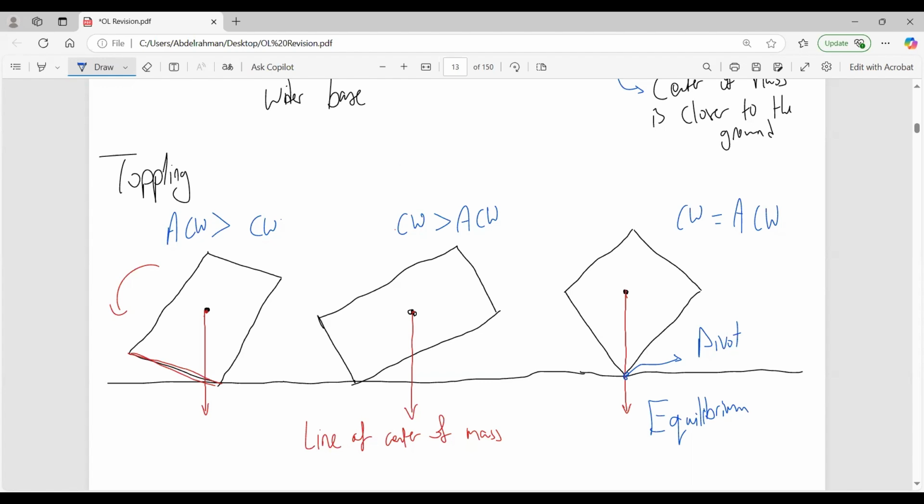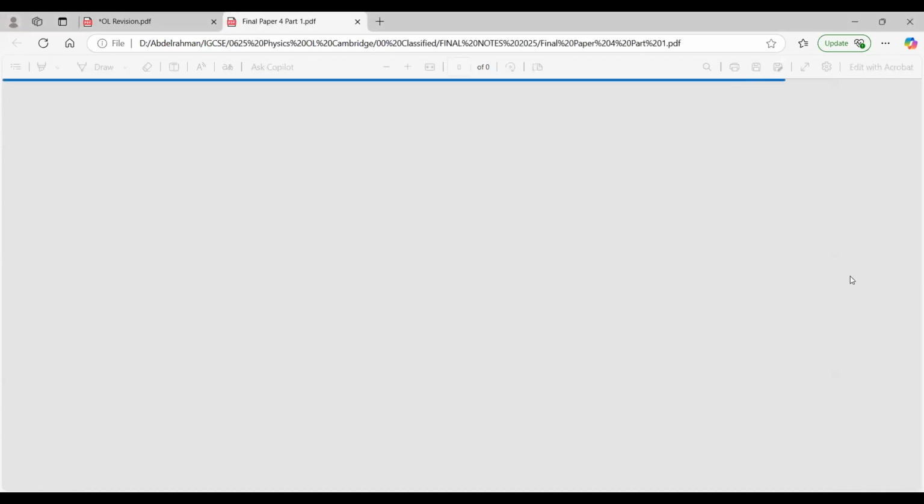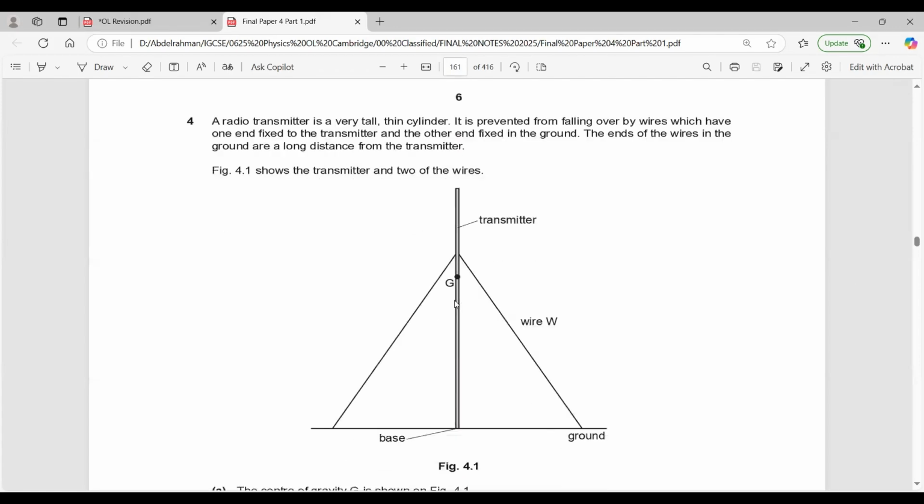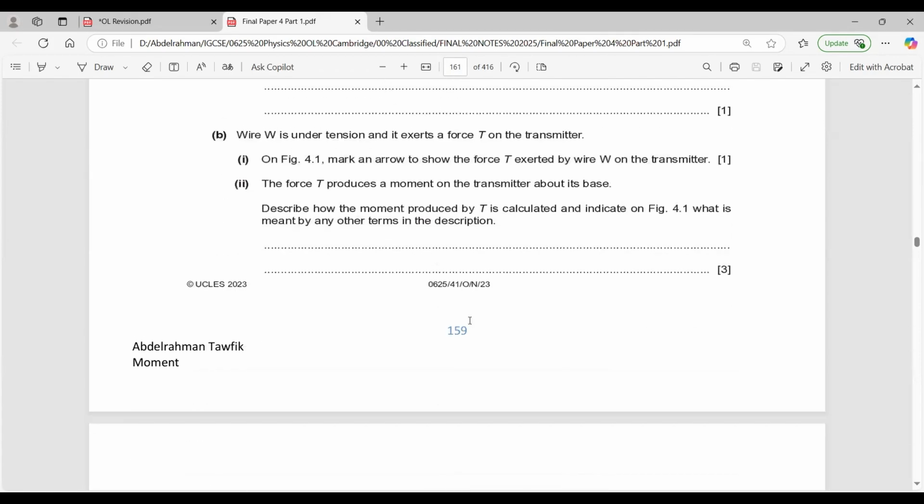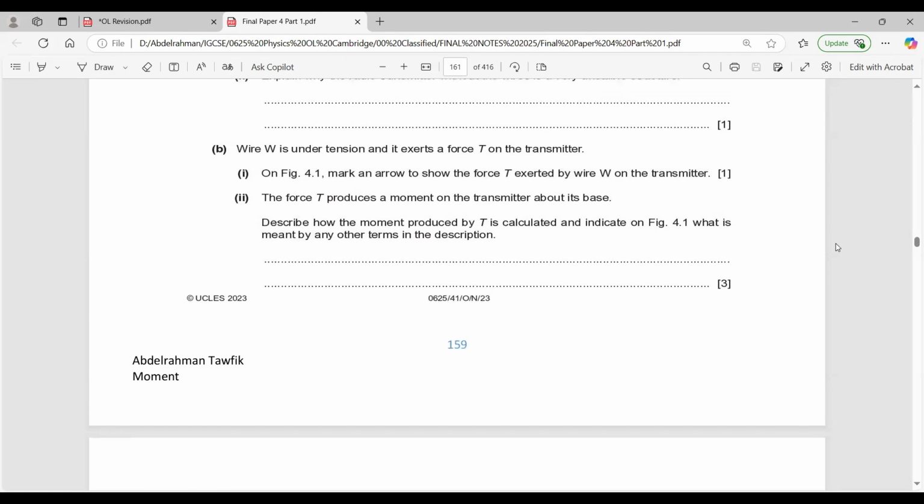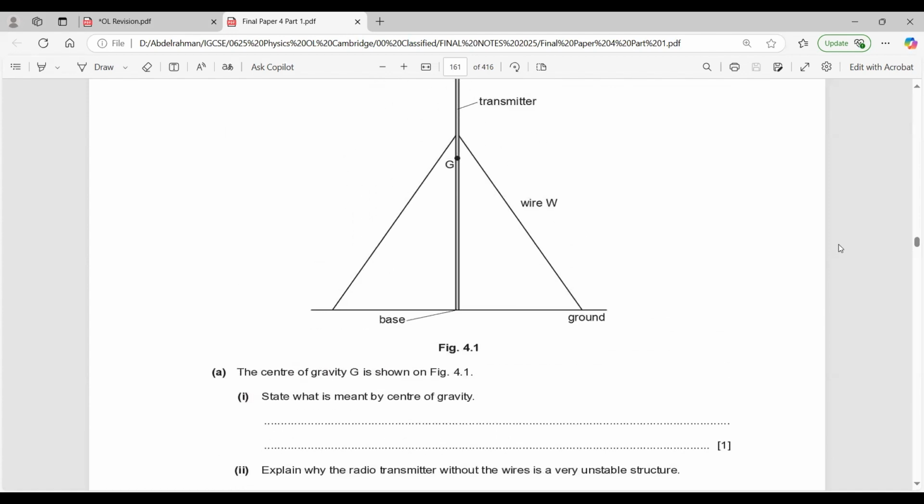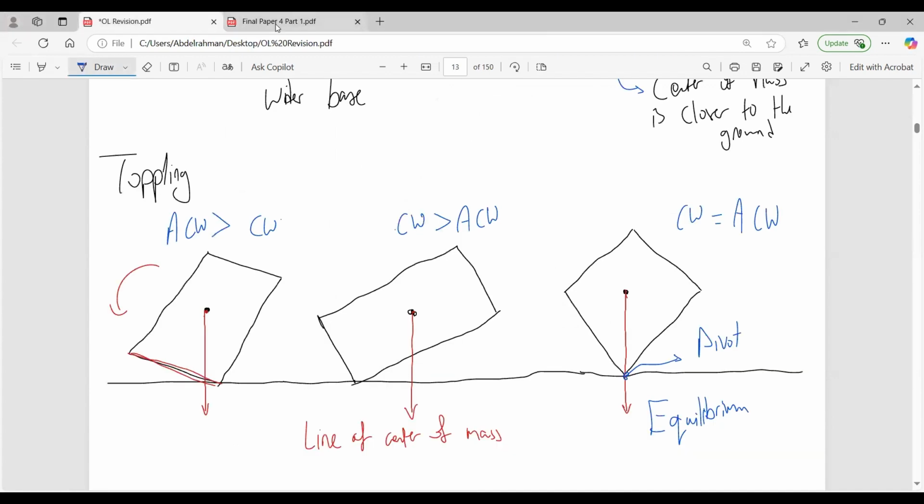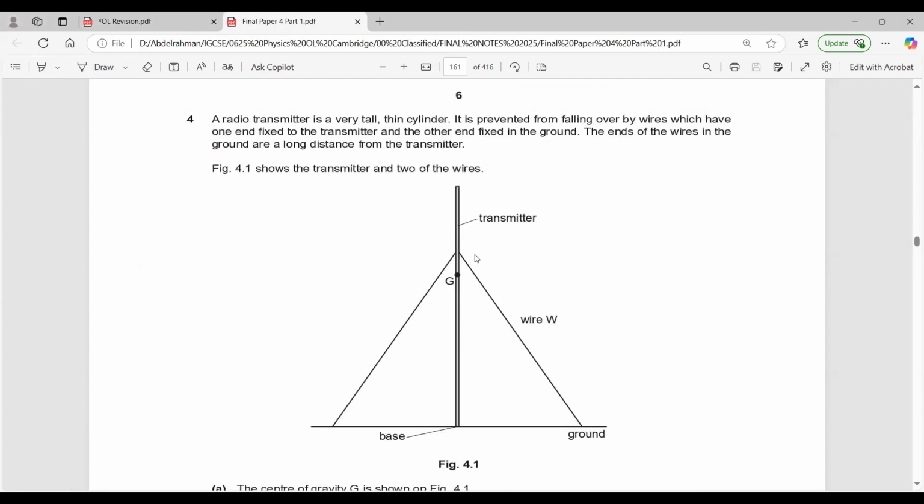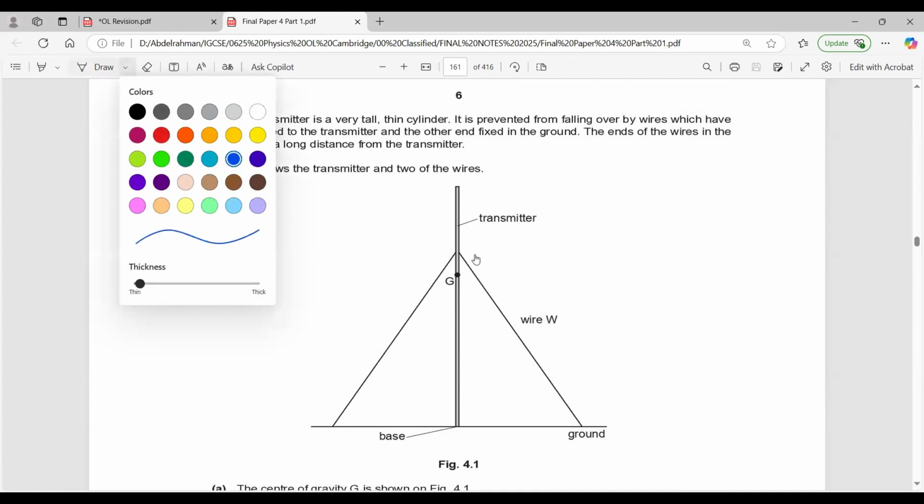Okay, good. Let's go. Let's solve a couple of questions. Paper 4. Let's open up moment in paper 4. Last question, moment, page 159. Is everything ready? Let's go. 159.